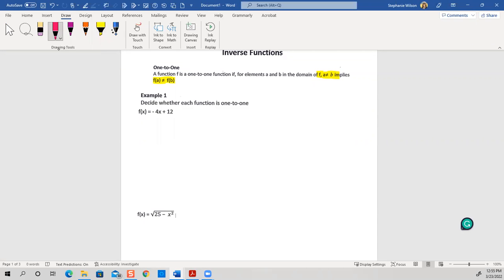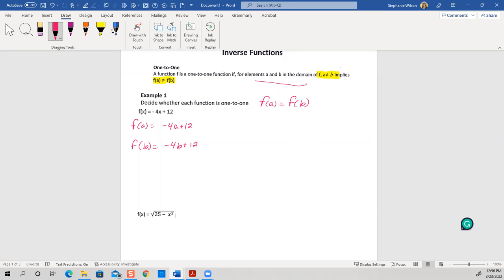On this first one, I'm going to determine if F of A is equal to F of B. If it is, then it is one-to-one. But for elements that are not equal in the domain, it implies that their function values are not equal. So let's try it. I'm going to say F of A is equal to negative 4A plus 12. Let's do the same for B and plug in B for X.